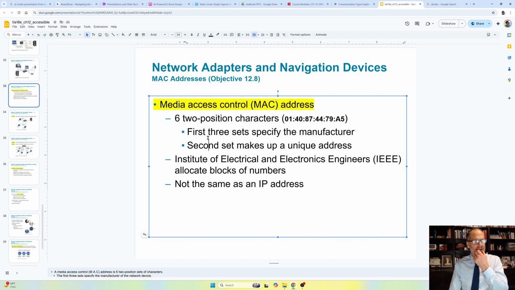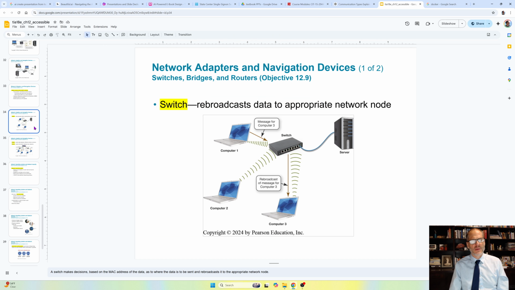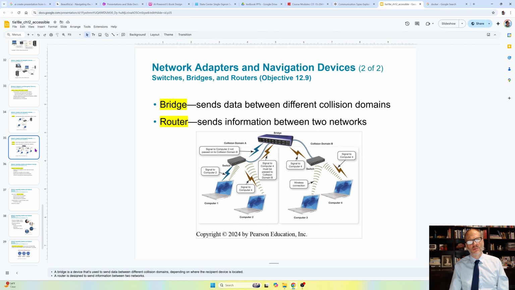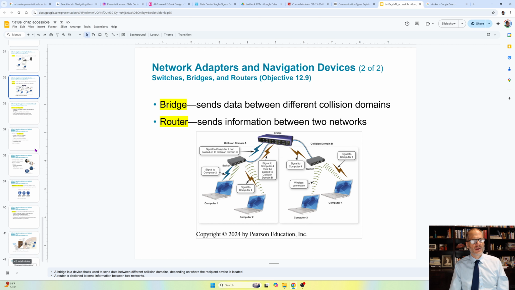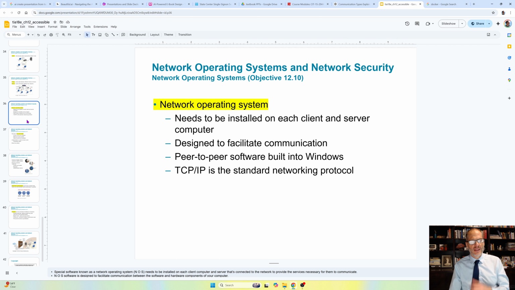And when you go onto a network, it can know which computer is connecting because it can look at the MAC address. We talked about a switch, right? And we also talked about routers, and we're not worrying about bridges. And then a network operating system is the operating system to run a network, and it needs to be installed on each client and each server computer. The network operating system facilitates communication, and TCP/IP is a standard network protocol.